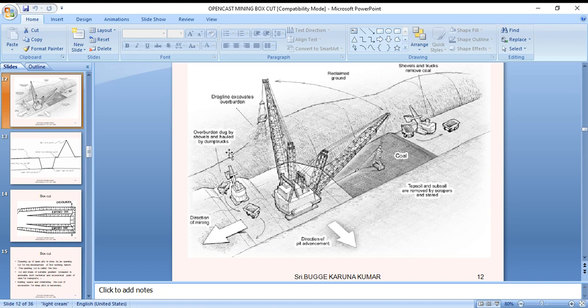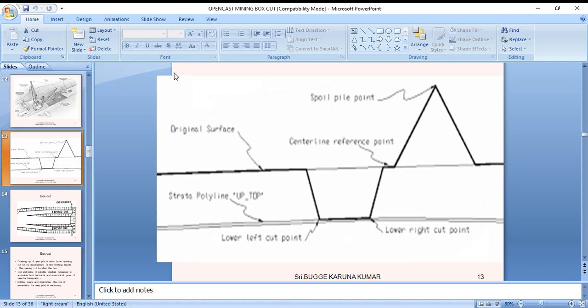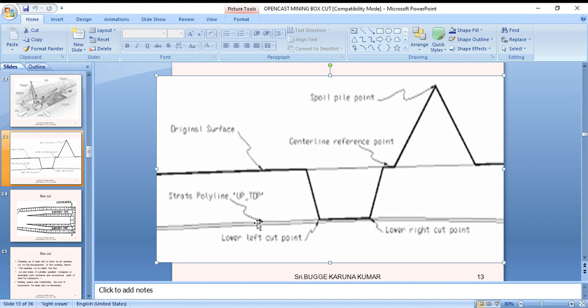From here, different side casting is also possible. If you're providing another dragline here, this will be rehandling to the other direction, other meters. So this is how handling of the original surface is given. Strata polyline is given up to the top. Lower left cut point is given. Lower right cut point is given. The reference point, the soil pile height. So this is one simple sketch that can be explained.